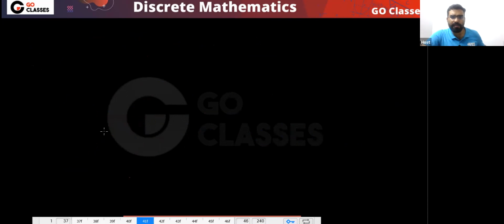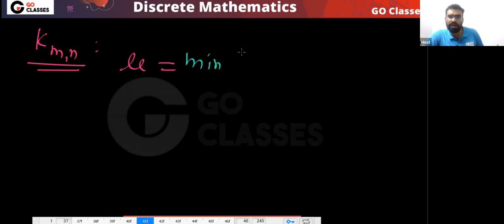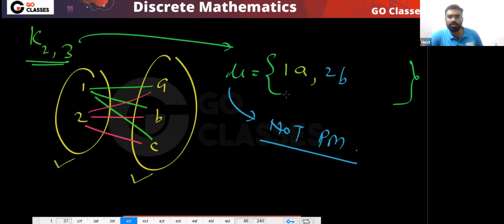So in KMN, what is the largest matching number? What is the matching number? Mu means matching number. Tell me, in KMN, the matching number. That will be minimum of m comma n. Very simple. You can see from this example. So the matching number will be minimum of m comma n.